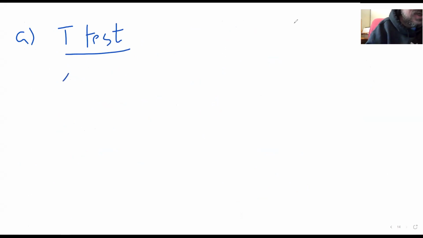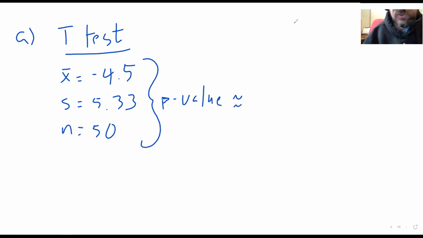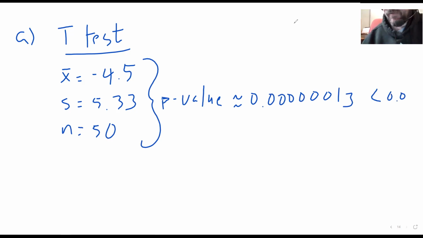Let's get another page here. A continued, get a t-test with X bar was negative 4.5, S was 5.33, and then N was 50, and we got a p-value approximately equal to 1.3 times 10 to the negative 7, which is clearly less than 5%.